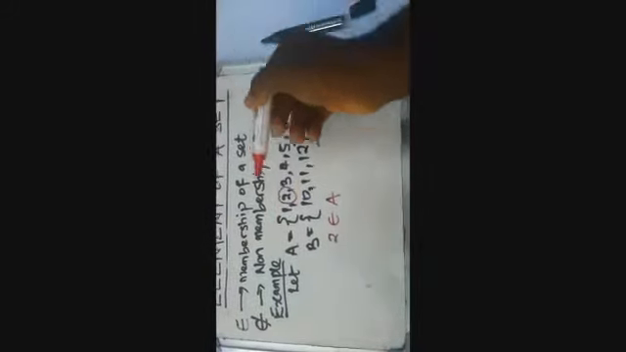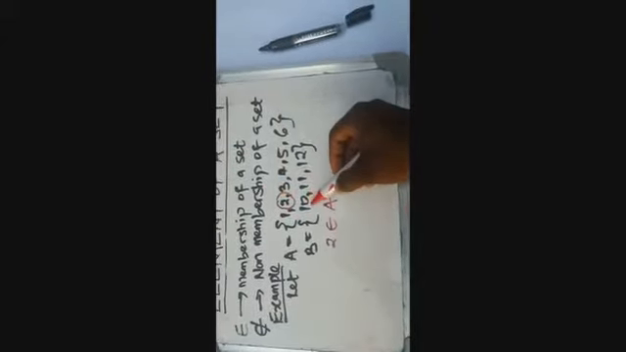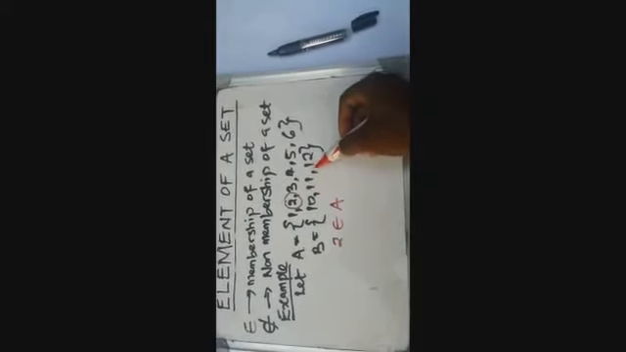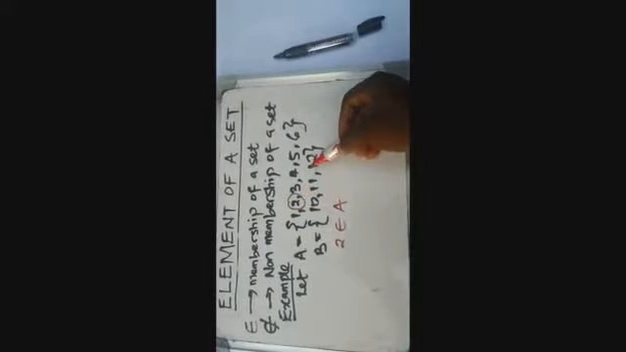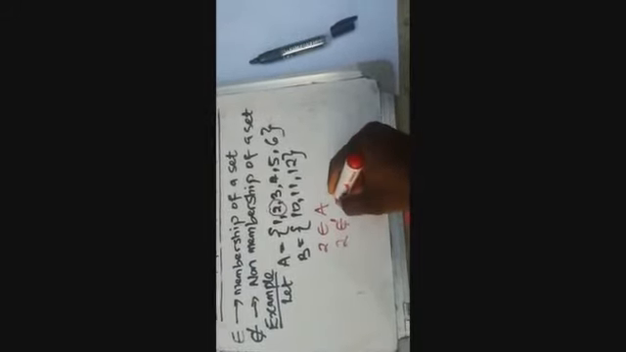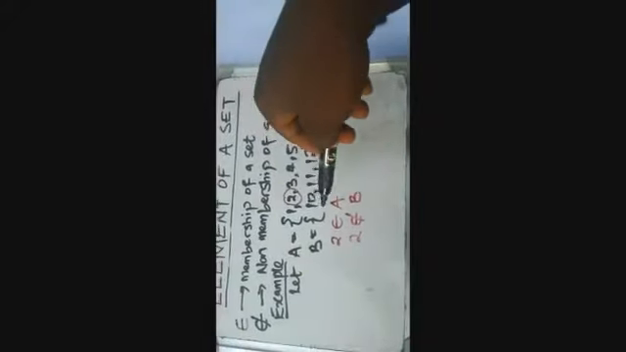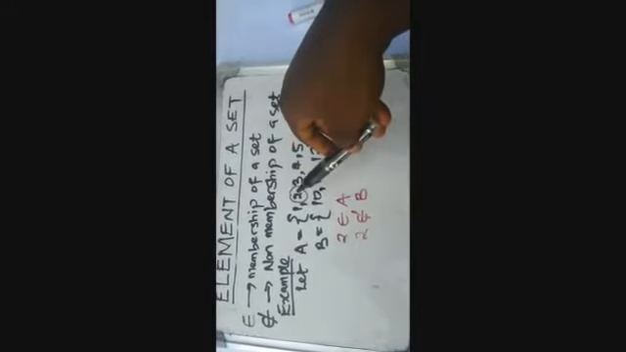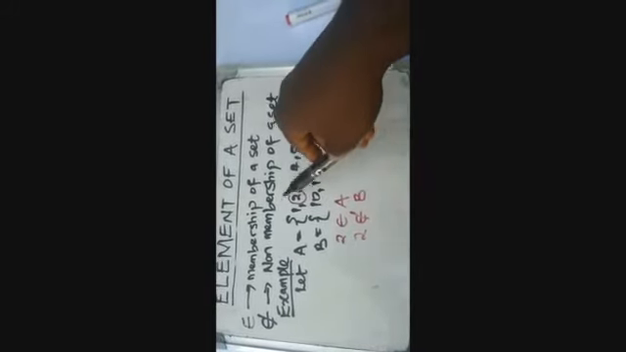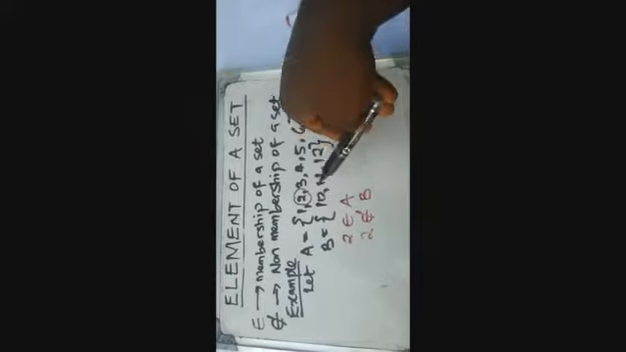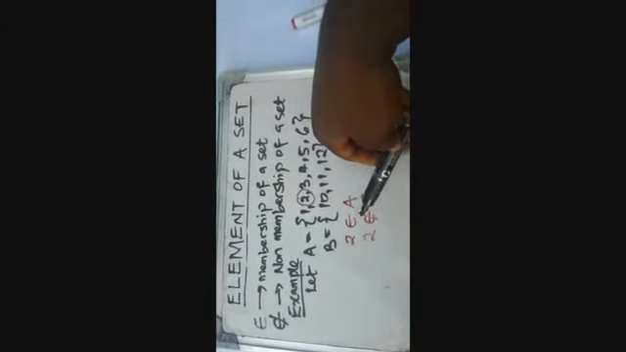Now, since 2 is not found in set B, the elements found in set B are 10, 11, and 12. Since 2 is not found in set B, we can say 2 is not an element of B. Why is 2 not an element of B? Because it is not contained in B. So 2 is an element of A because it is contained in A. 2 is not contained in B, so we say 2 is not an element of B.